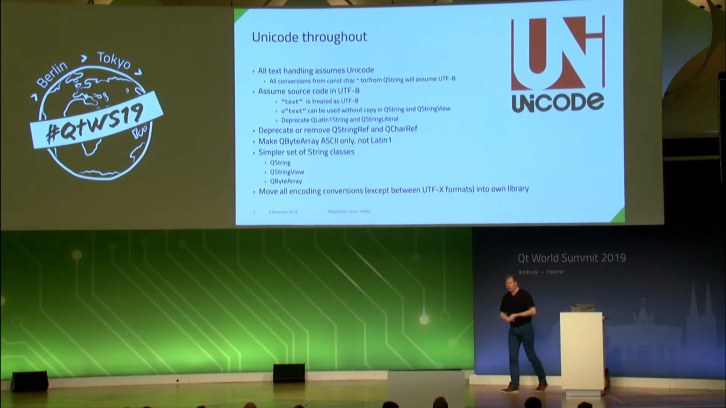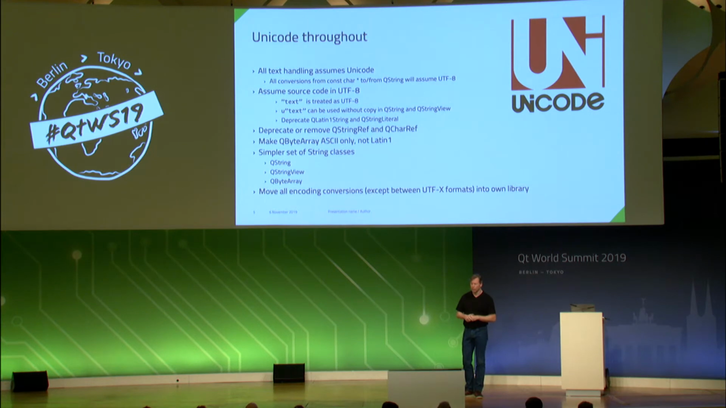I've talked about Unicode in the keynote as well. This is basically repeating a little bit what we've talked about there. Make sure that all text handling assumes Unicode. Let's get rid of Latin 1. Let's get rid of all the legacy encodings for text and not worry about those anymore. They'll still be available in a separate library if you really need them. But I think nowadays most people will not need them anymore.